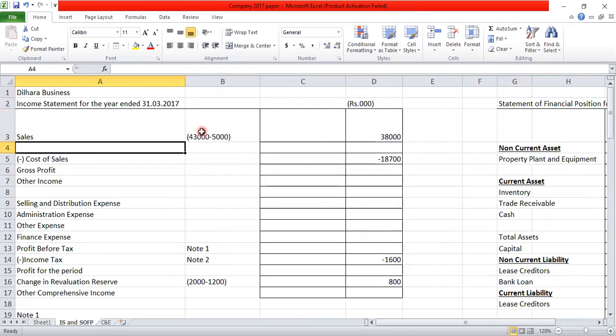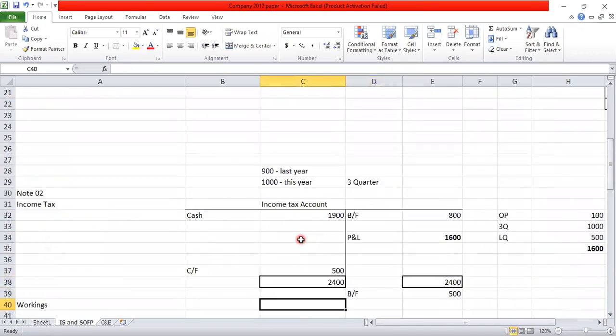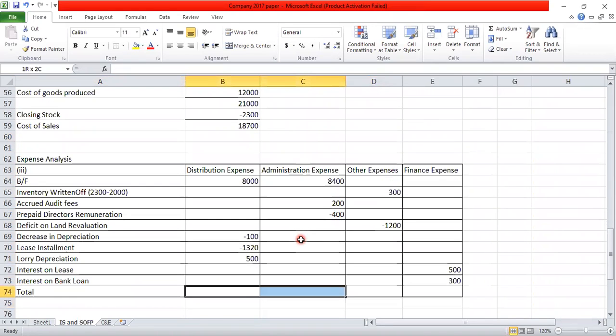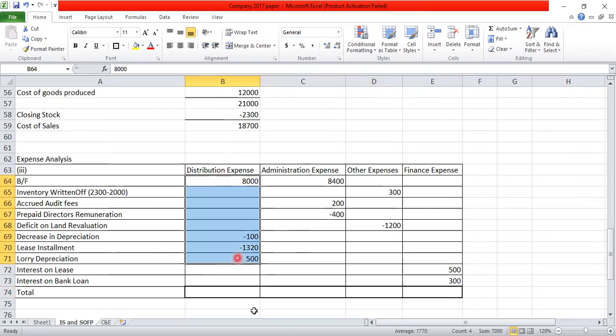Okay, so we have sales. Let me adjust it soon. So I will get sales minus cost of sales. I will get 19,300 as gross profit. Yes. As we didn't have any other income, let me move on to the expense analysis column. Finish off all the totals first of all. I get all the totals. So you got 7,080 and distribution expense. You got administration expense.